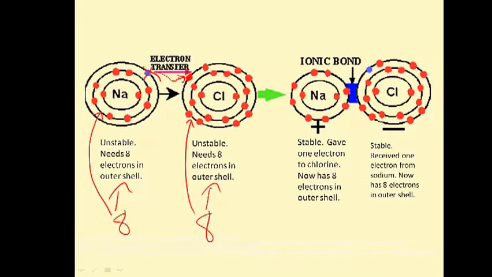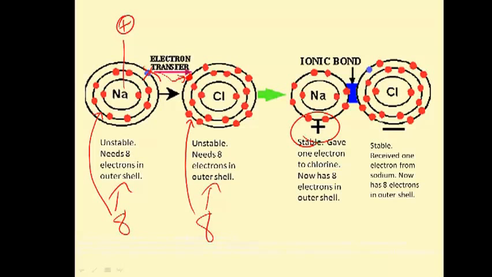The end result is that sodium ends up with 1 less negative charge than positive charge, because if you remember, the nucleus has in it protons or positive charges. Sodium has the same number of protons as electrons, just like all neutral atoms. But if it loses this electron to chlorine, it's going to have 1 more positive charge than negative charge, and this gives it a net positive charge.